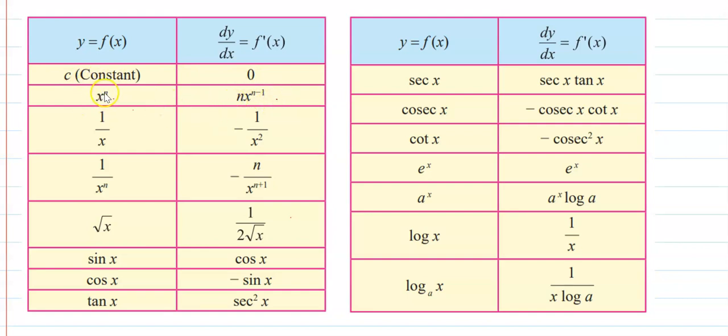To find the derivative, the power we bring in front, and subtract 1 from that power. Derivative of 1 upon x is minus 1 upon x square. Means what? Here we take this x to the numerator, its power will become minus, and when we find out the derivative, take there minus 1, and minus 1 and minus 1, and that will become minus x raised to minus 2. And in simplified form, it is written, take this power as a positive.